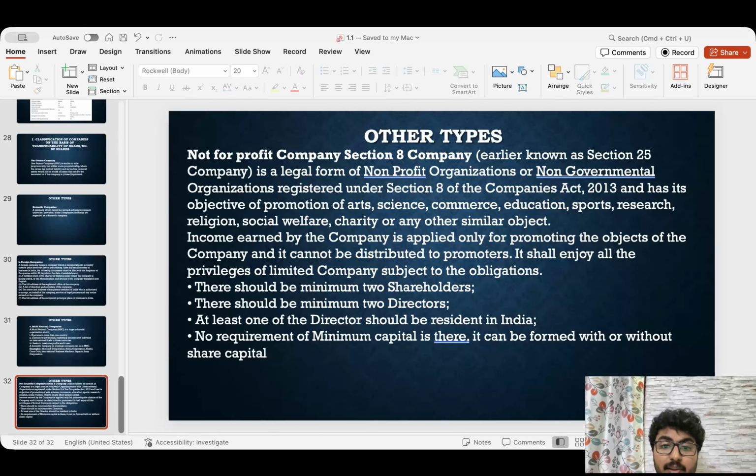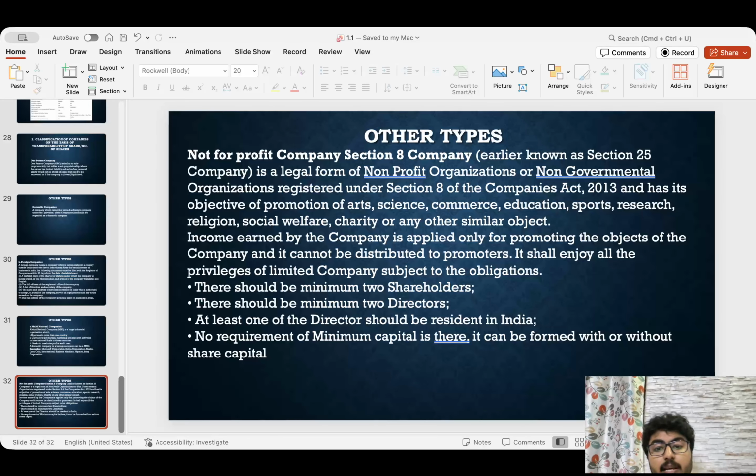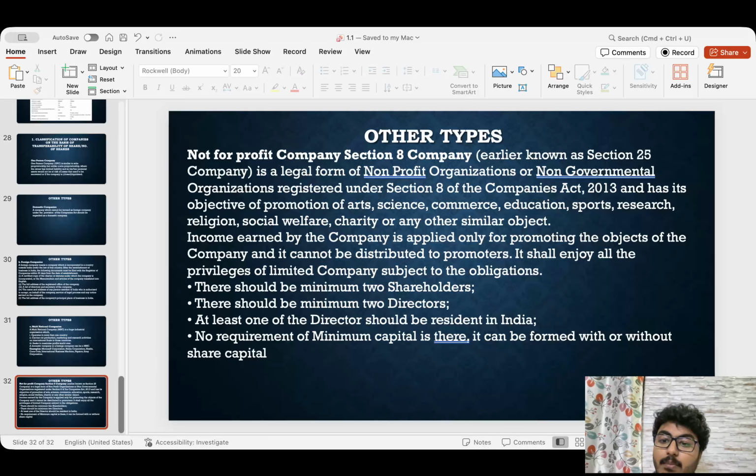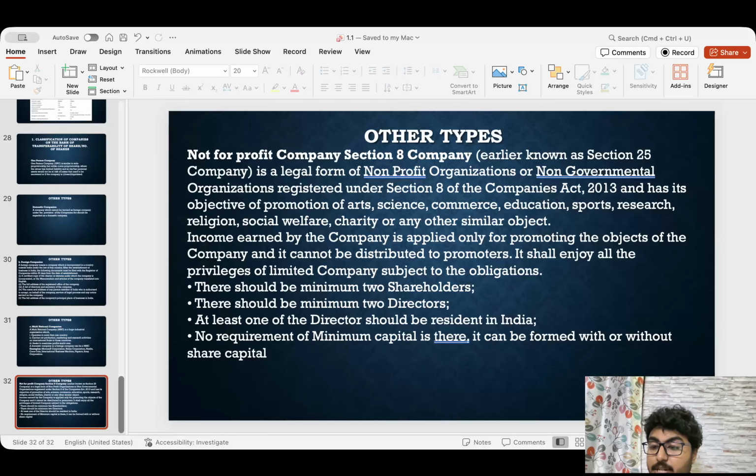It shall enjoy all the privileges of a limited company, subject to the obligations. There should be a minimum of 2 shareholders, a minimum of 2 directors, at least one of the directors should be resident in India, and there is no requirement of minimum capital. It can be formed with or without share capital. So a Section 8 company is formed for a charitable purpose, a non-profit objective. The profits earned are used only for promoting the company's objectives and can't be distributed among the members. These are the important features, and these are all the minimum requirements.